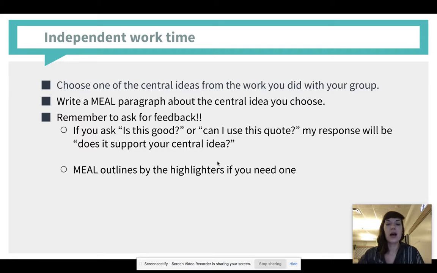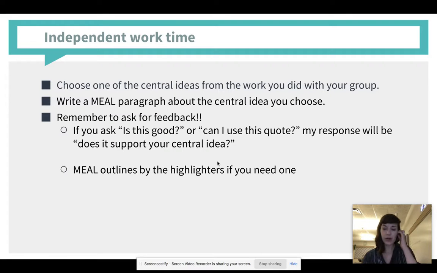Just one thing I want to say before we start: when you ask questions like, is this good, or can I use this quote, I'm never going to say yes to that, ever. What I am going to ask you is, does that support your central idea? Does it support your main idea? Does it fit the point you're making? Do you think it's a good piece of evidence? I am never just going to give you a straight up answer for questions like that, because I need you to be the judge of whether it's good or not, or if you think you can use it.